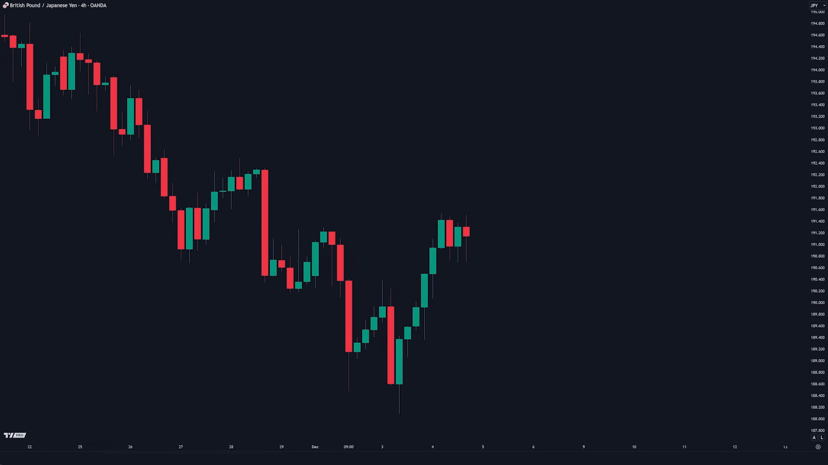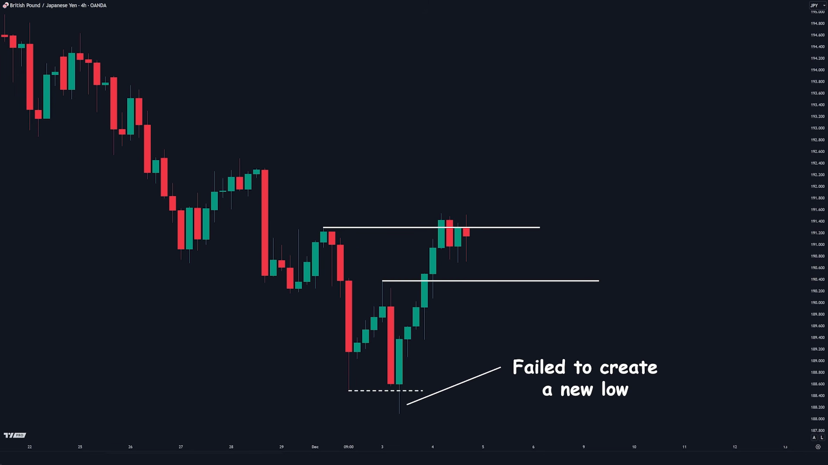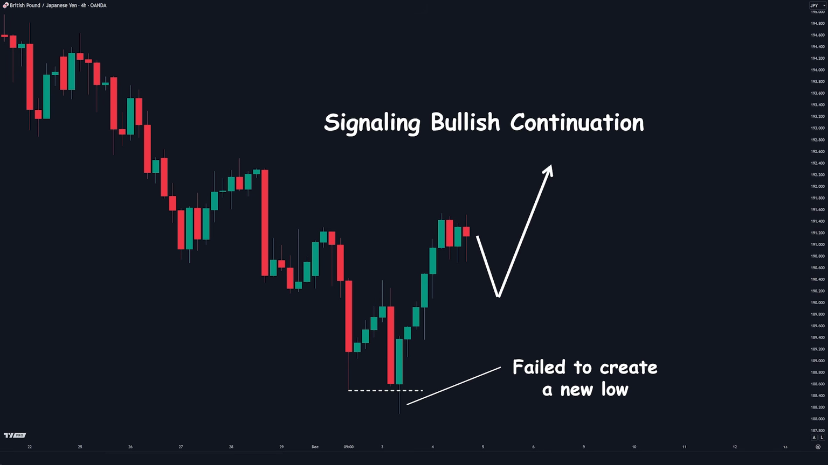Here, we have pound-yen on the 4-hour chart. From a price action perspective, the market was in a long-term downtrend, but recently failed to create a new low, indicating a loss of bearish momentum. This was followed by a break above 2 key supply levels, signaling that demand is now in control, and a counter-trend formation might be underway. With that in mind, the higher timeframe direction appears bullish.